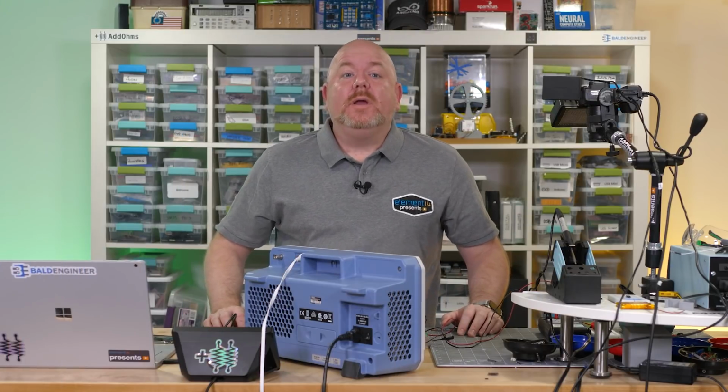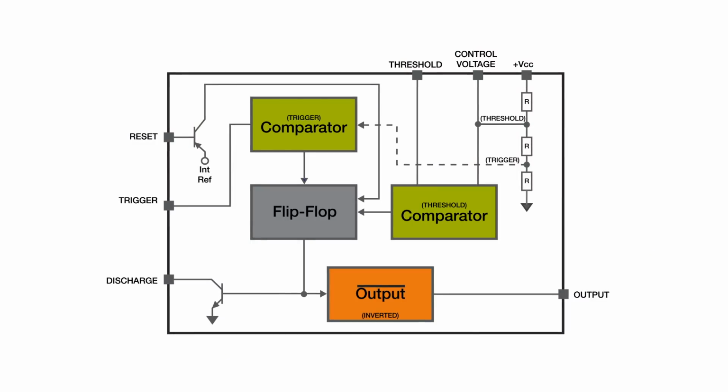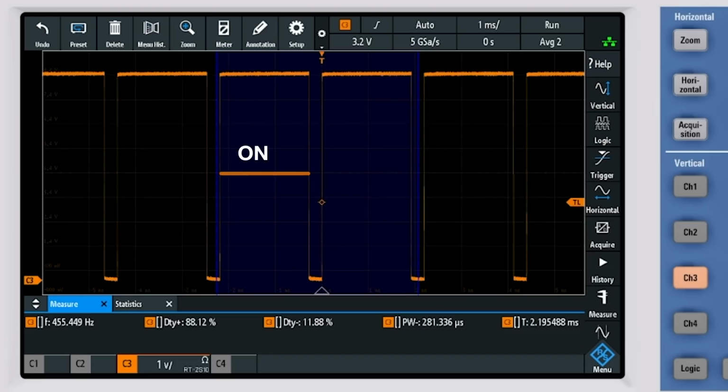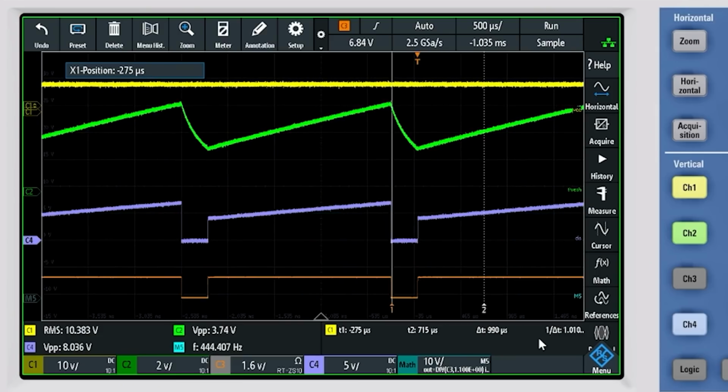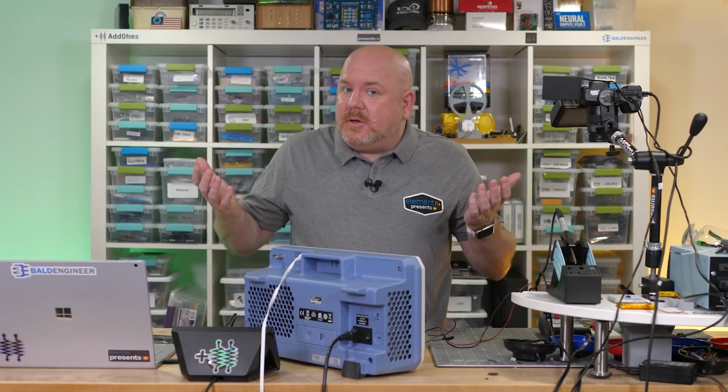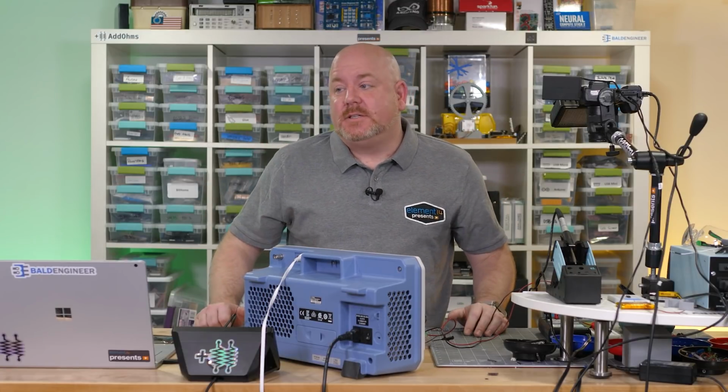In this episode, we reviewed the 555 timer's block diagram, answered why the duty cycle isn't always 50%, and verified its operation with a DMM and an oscilloscope. I don't know about you, but I feel like that turned out to be a lot for such a simple circuit.